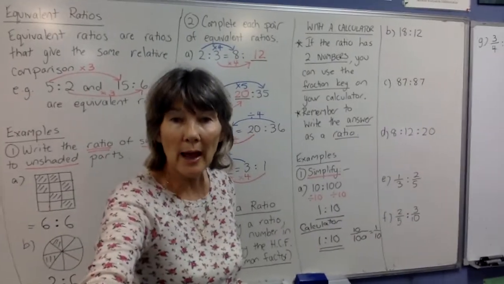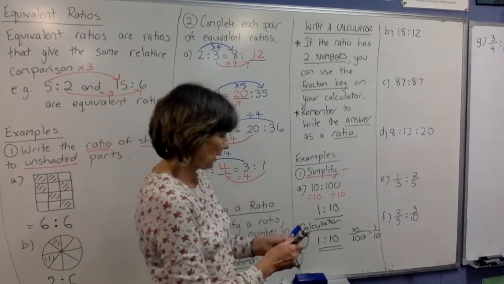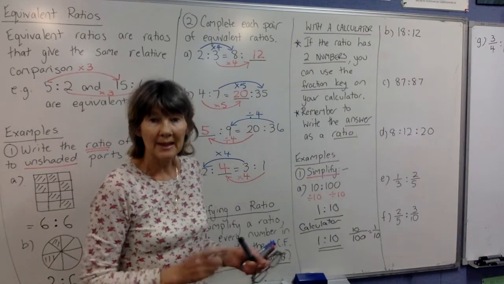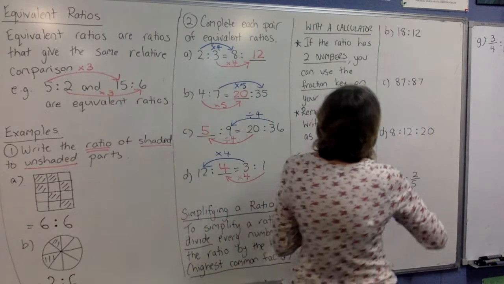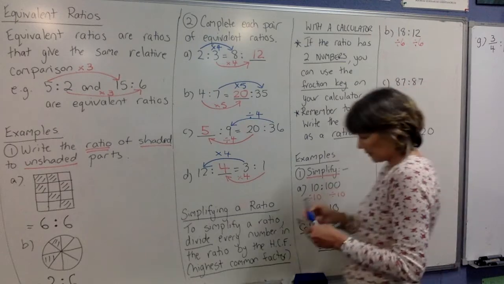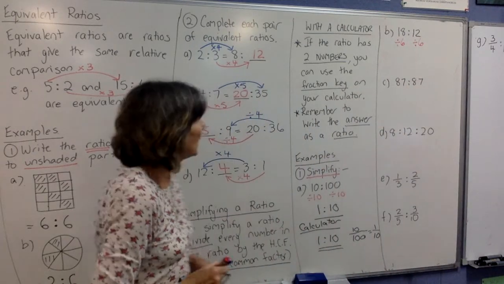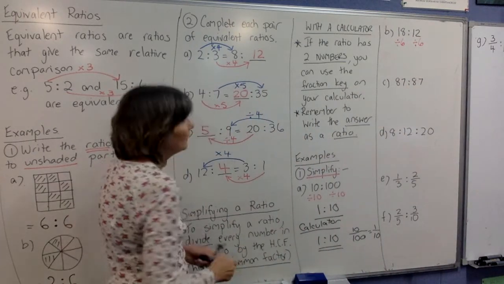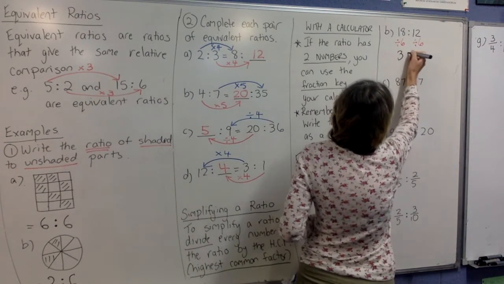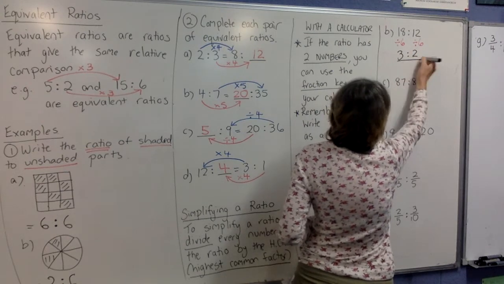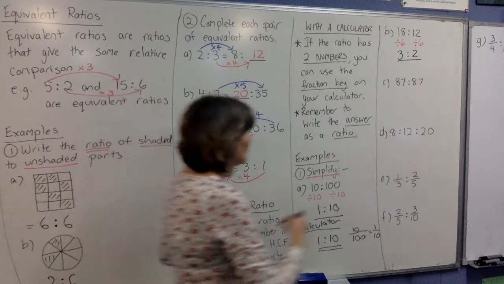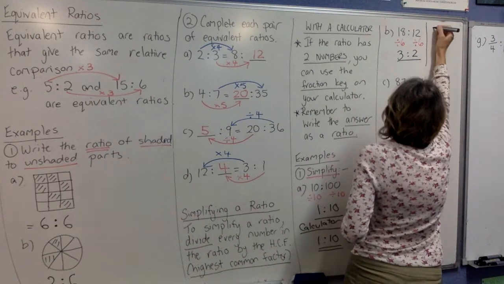I'm going to do this without the calculator and with the calculator. So looking at 18 and 12, the highest number that divides into both of them is 6. So I'm going to divide both of these numbers by 6. Okay, so if I do that, I'm going to get an answer of, you can use your calculator for this bit, 18 divided by 6 is 3. And 12 divided by 6 is 2. So that's the answer.